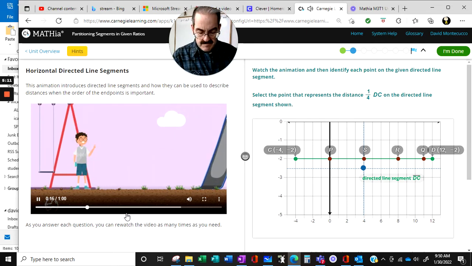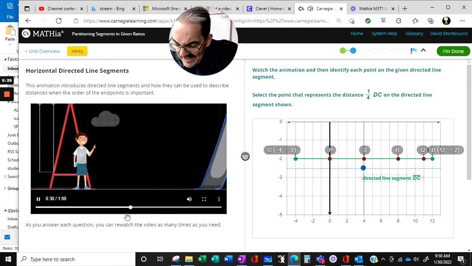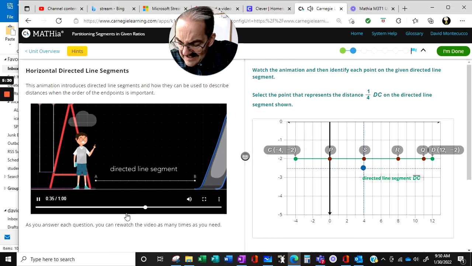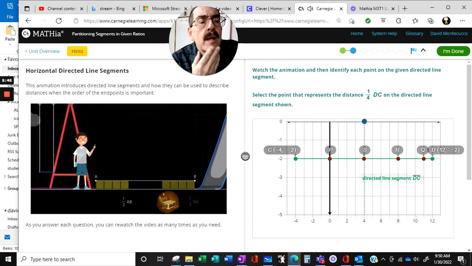But is that 1/3 the distance from the swings, or 1/3 the distance from the slide? These 2 points are actually different. Instead of a plain line segment between the swings and the slide, what would be more helpful would be a directed line segment, often called a vector. With a directed line segment, AB would mean the distance starting at A and ending at B. 1/3 the distance AB would be here, but 1/3 the distance BA would be here.